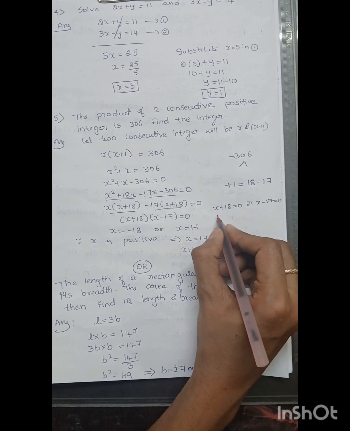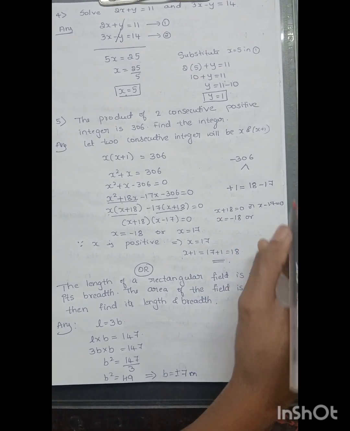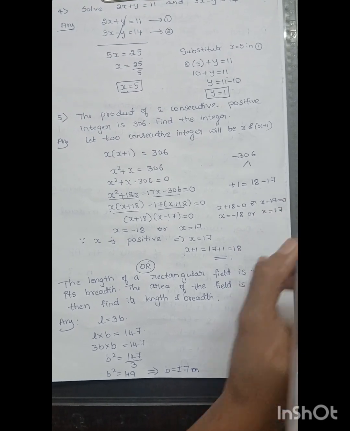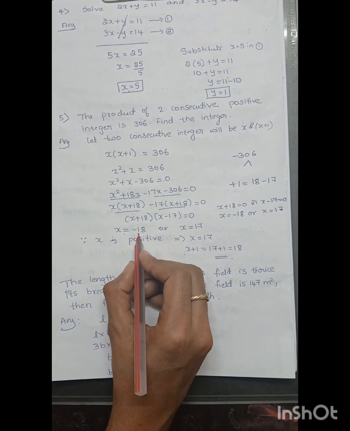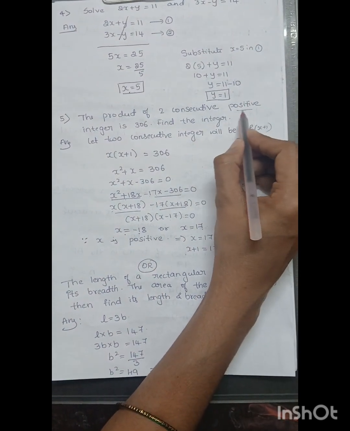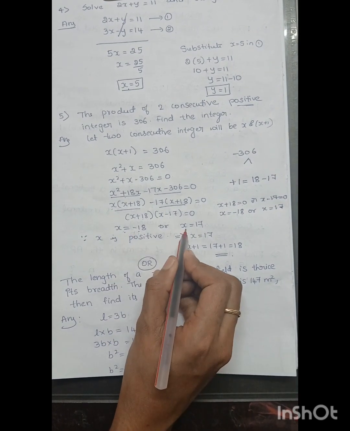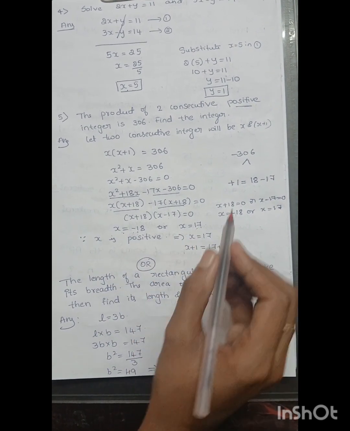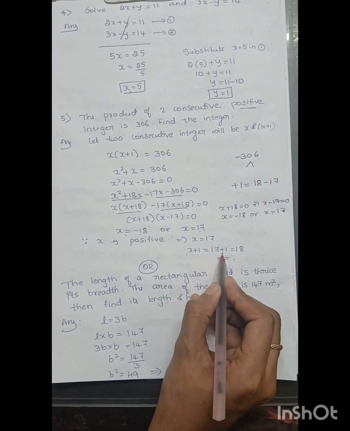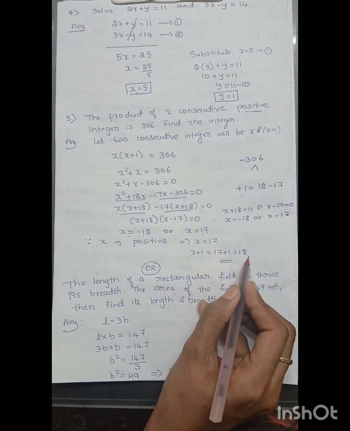X plus 18 equal to 0 means x equal to minus 18, or x minus 17 equal to 0. Minus 17 transposed to the other side becomes x equal to plus 17. Either x equal to minus 18 or x equal to plus 17. But it is given that x is a positive integer, so x should not be negative. So x equal to 17 is the answer. If x equal to 17, then the consecutive integer x plus 1 is 17 plus 1 equal to 18. Therefore the required numbers are 17 and 18.